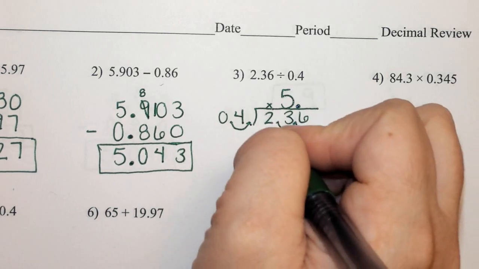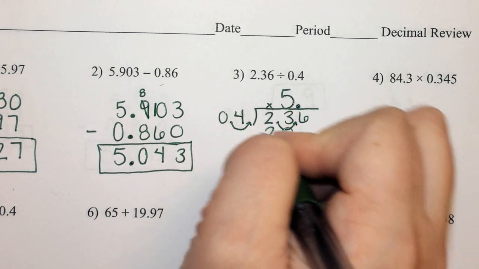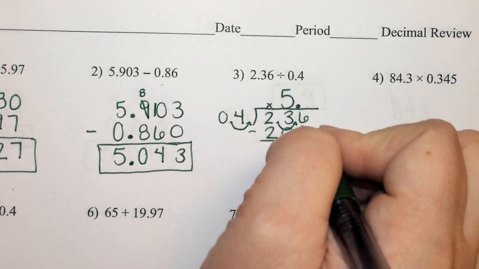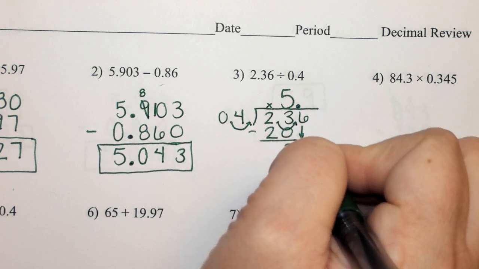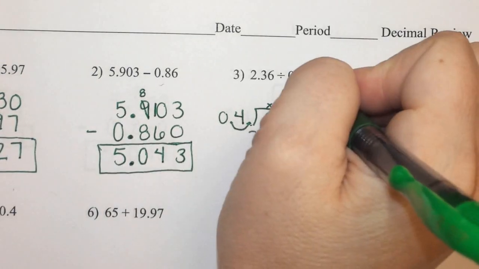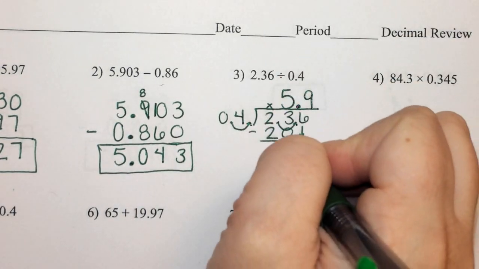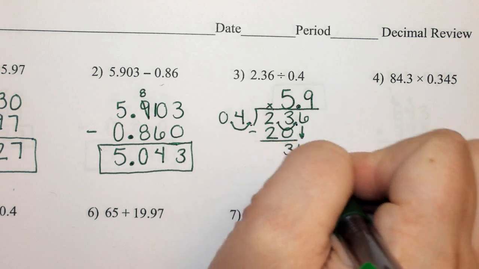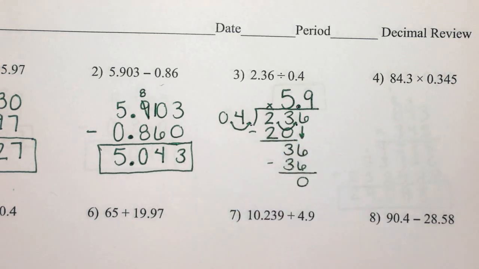5 times 4 is? 20. When I subtract, I get? 3. And let's bring down the 6. Okay, so now we're looking at 4 into 36. How many times will 4 go into 36? RJ? 9 times. And 4 times 9 is? 36. So we have nothing left over.